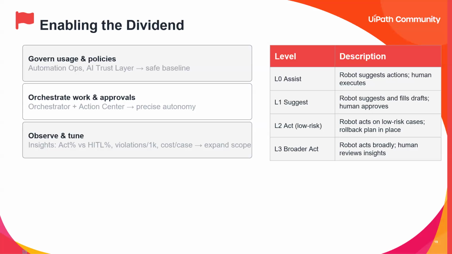And by tracking the performance metrics like act percentage or human in the loop percentages, violations, and cost per case, we can tune and expand the agent scope here. And the levels here from L0, which gives suggestions, to L3, which acts broader and performs autonomous action with insights review. It shows the progression and unlocks increasing value always. The next slide, please.